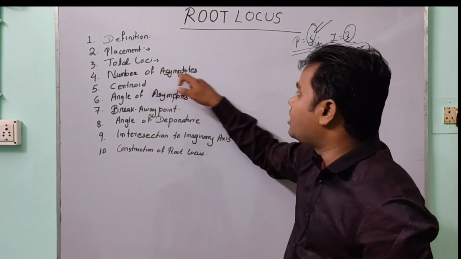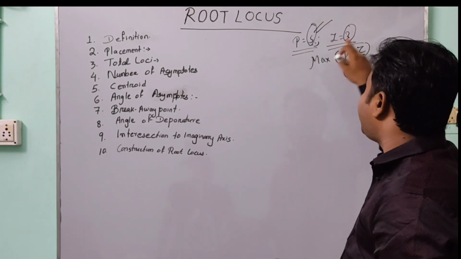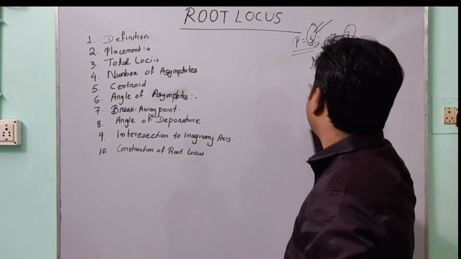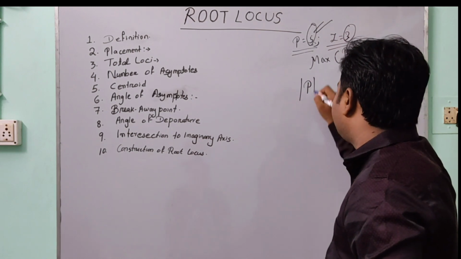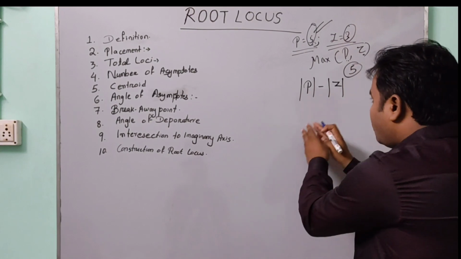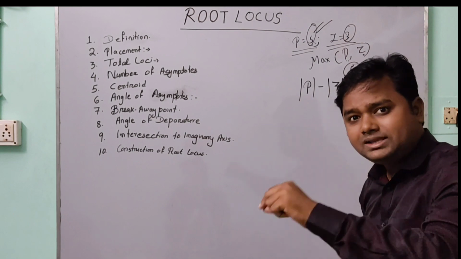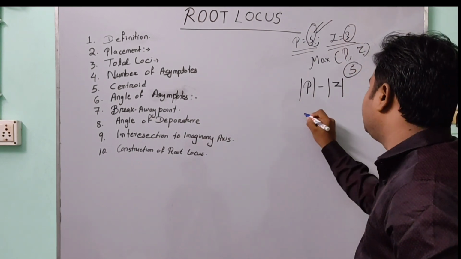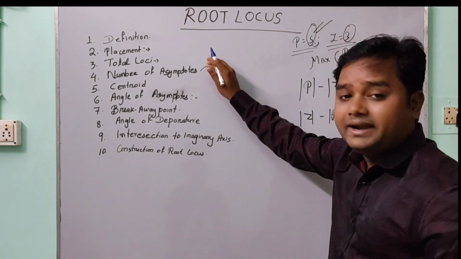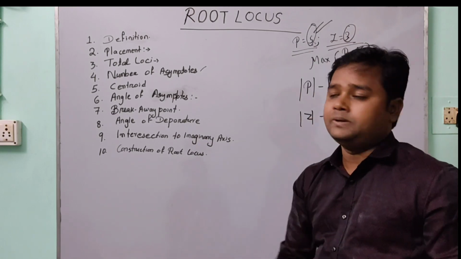Next we go for the number of asymptotes. In the question we have the number of poles and the number of zeros. The number of asymptotes is the number of poles minus the number of zeros. If the number of zeros is more and poles are fewer, then the number of asymptotes will be the number of zeros minus the number of poles. It is the numerical difference between the poles and zeros.